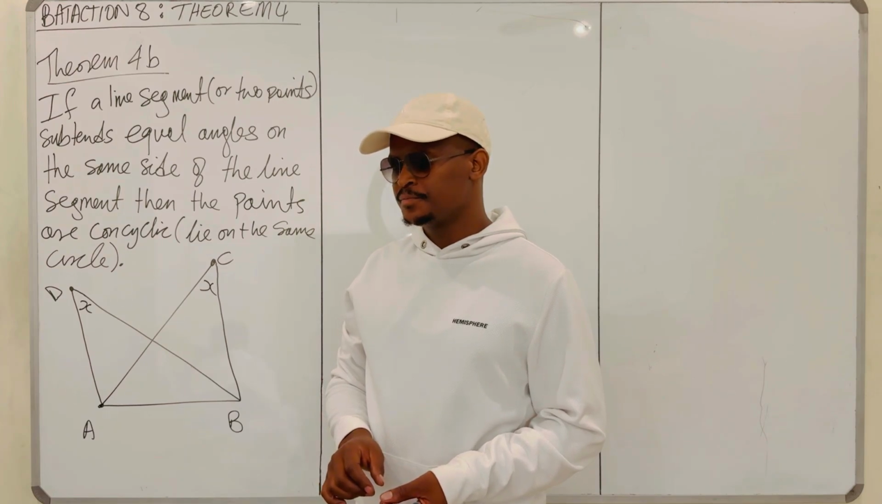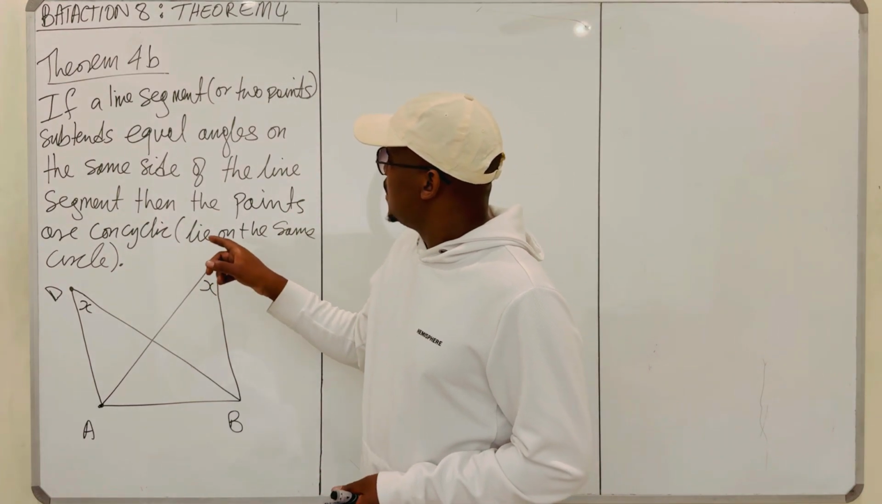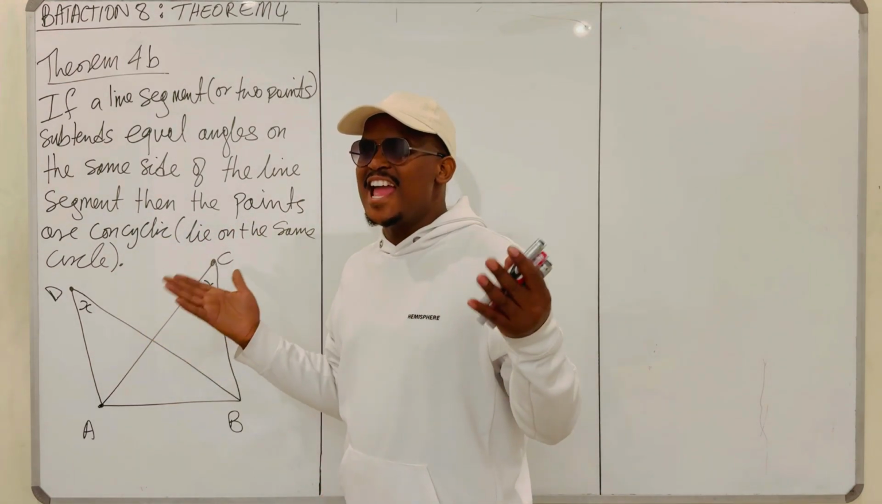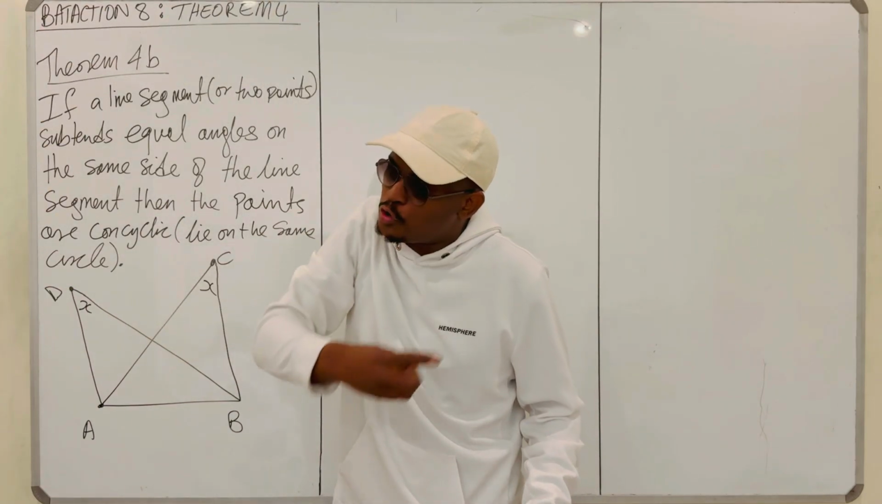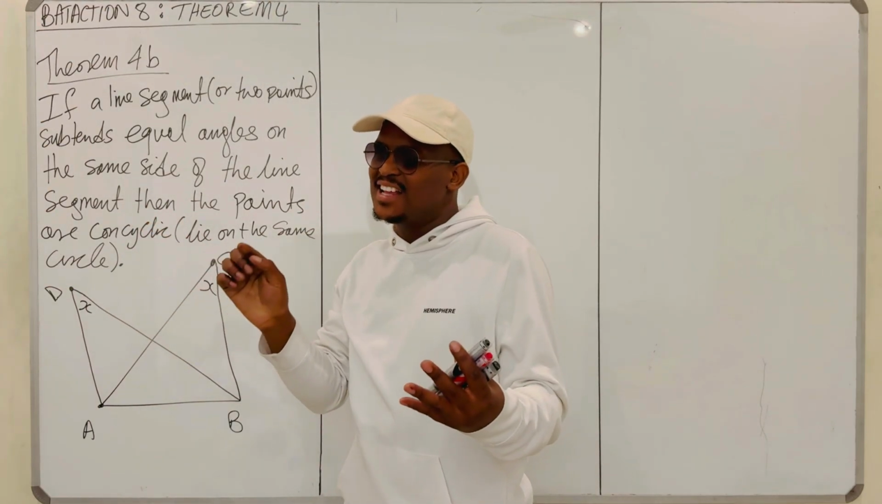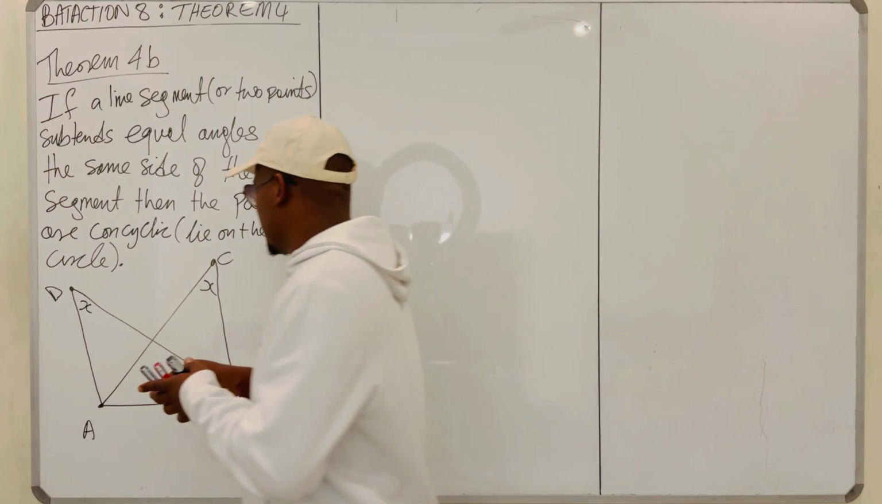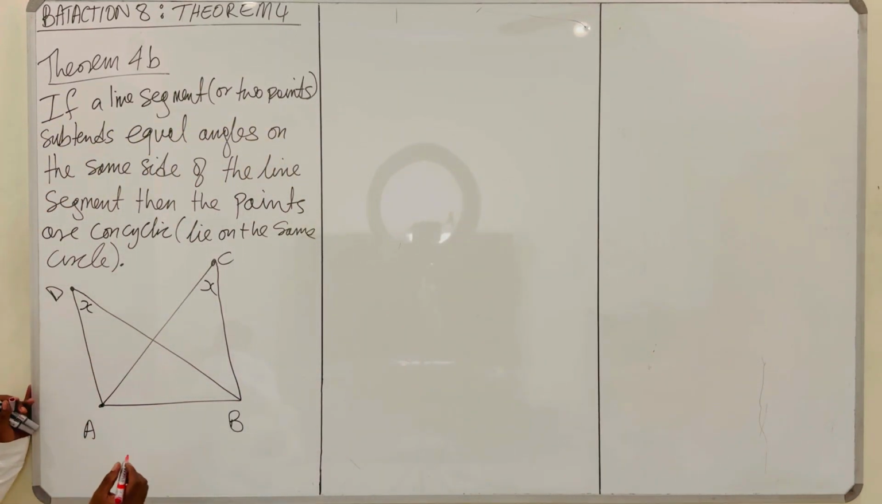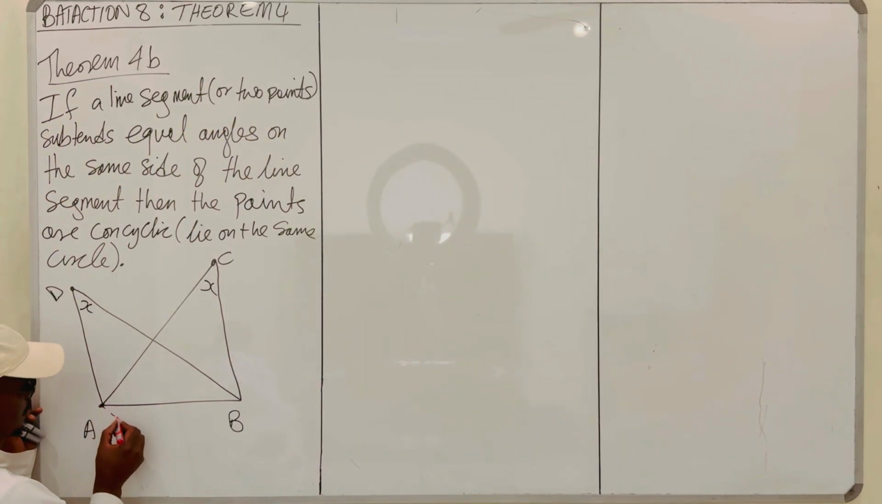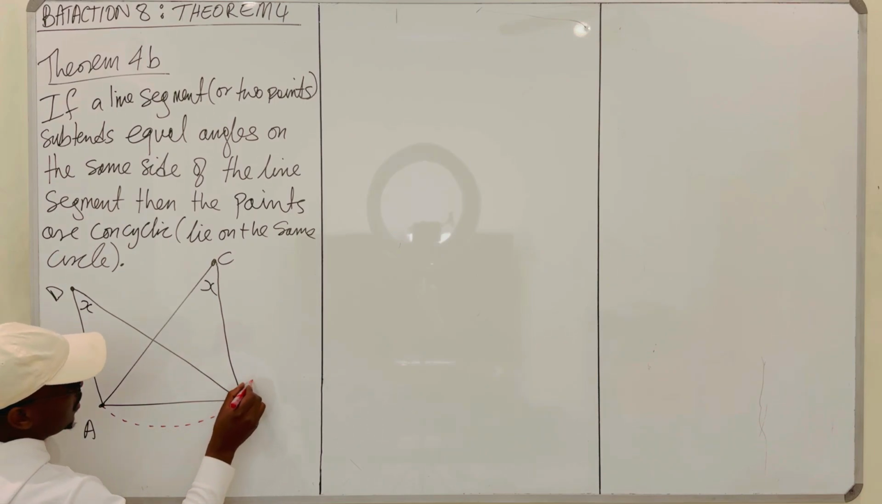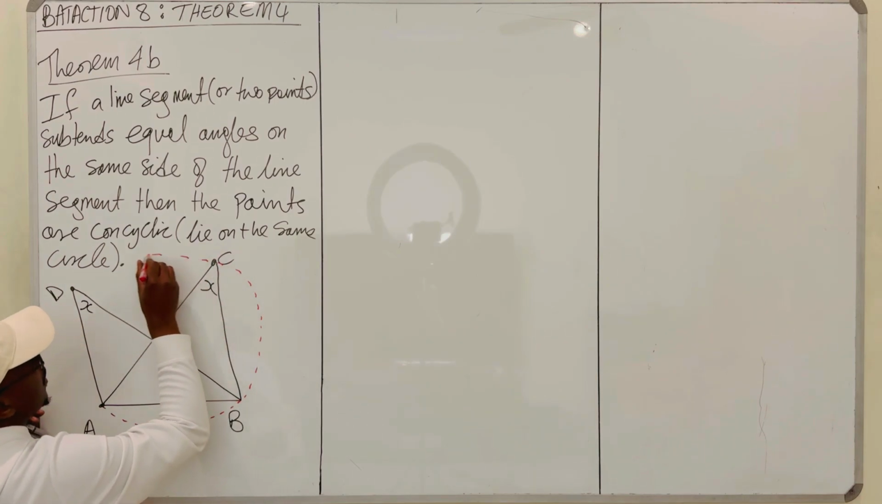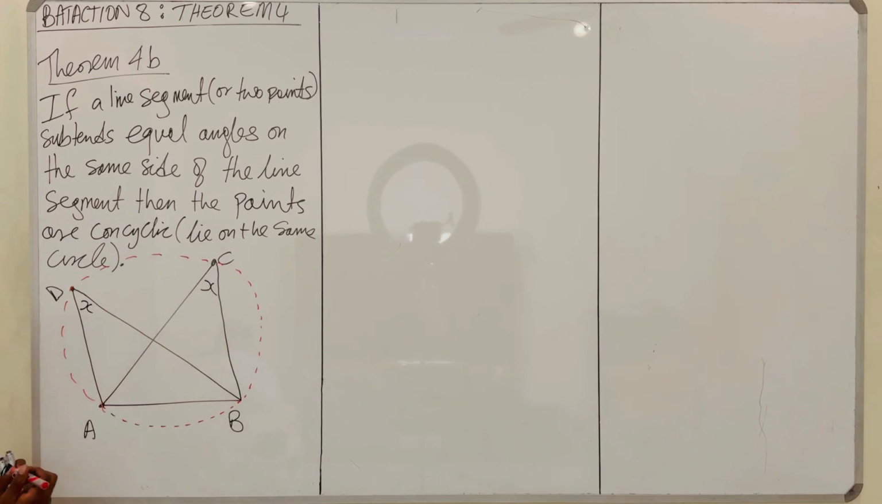Are you guys following? Yes. When we're saying the points are concyclic, it means there exists a circle that joins all of those points. We can find a circle big enough to join all of them. Maybe the circle will be like this, something like this, but you can make it solid. The point is that you will be able to draw a circle that joins all of them.